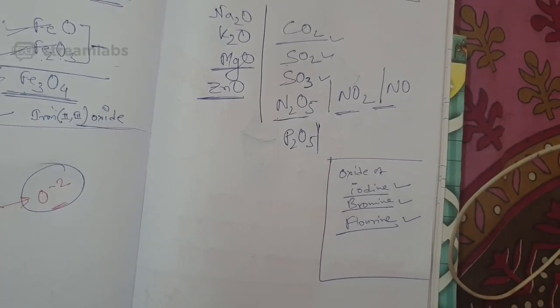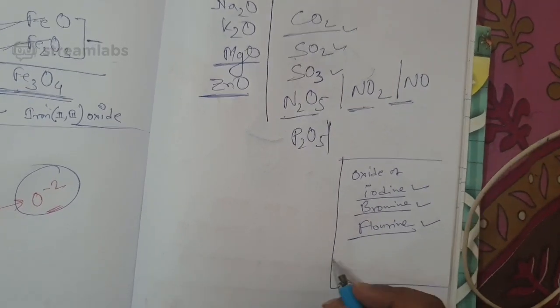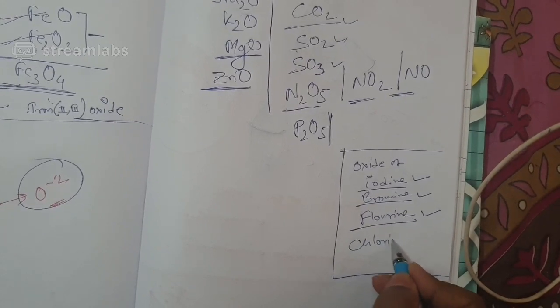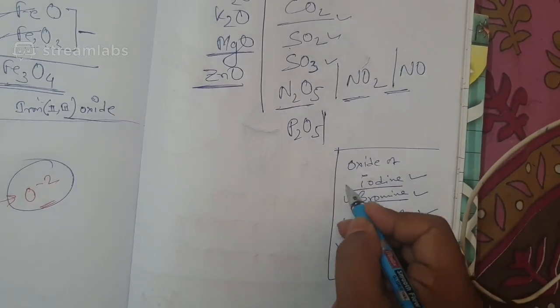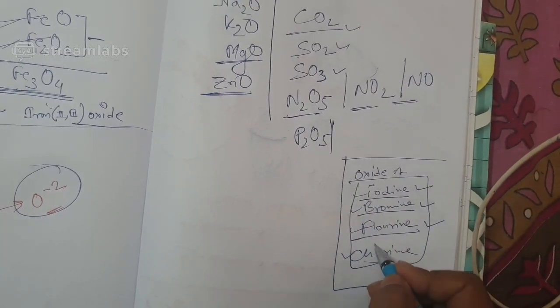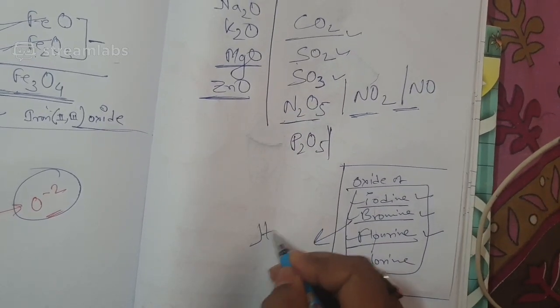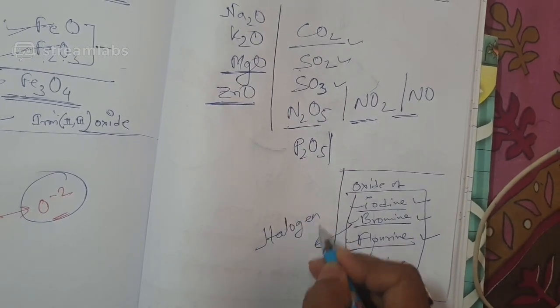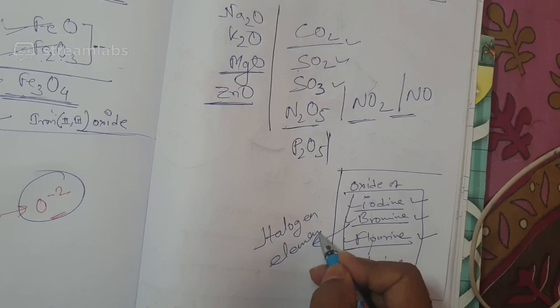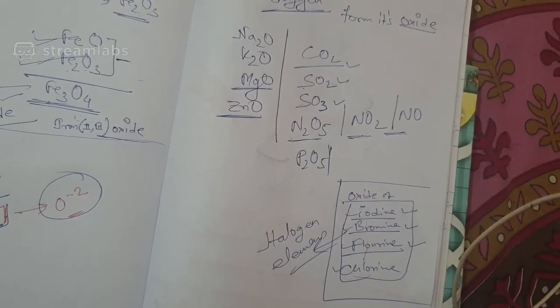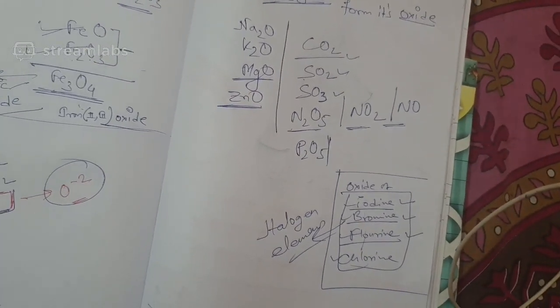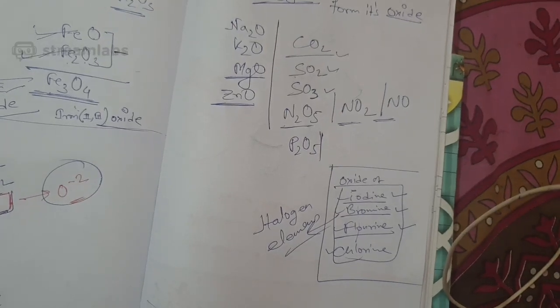Iodine oxide, bromine oxide, fluorine oxide, chlorine oxide. These chlorine, bromine, fluorine, iodine, these 4 elements, they are called halogen elements. Why are they called halogen elements? Because they are found in the sea. Oxygen combining with them is very tough, because they themselves are very electronegative.